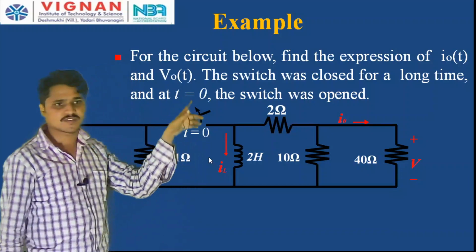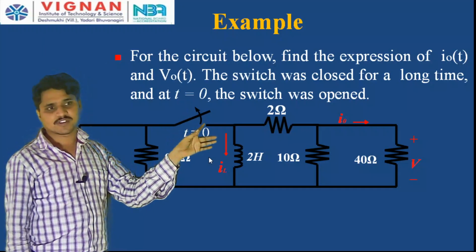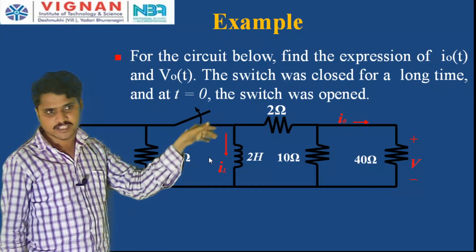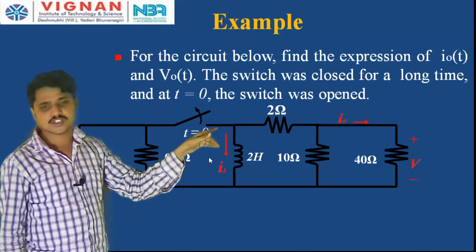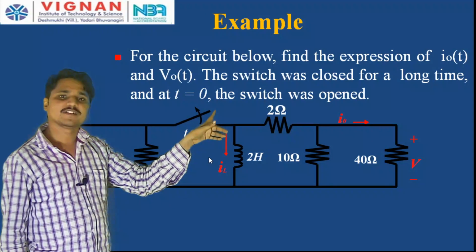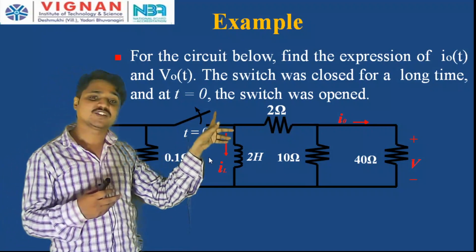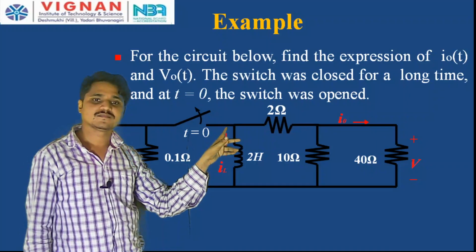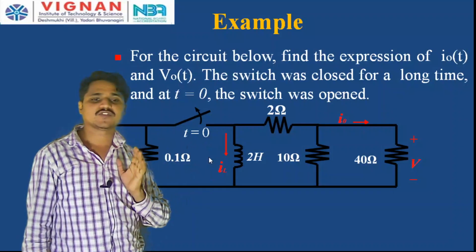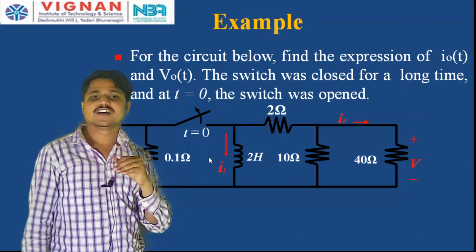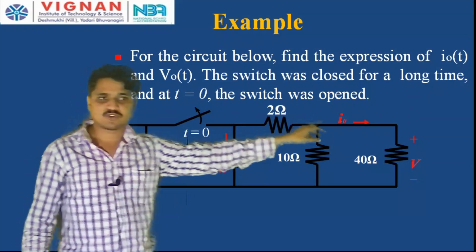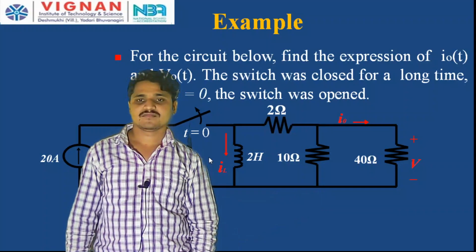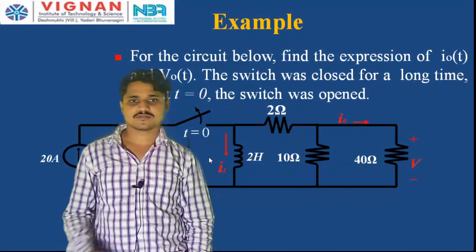Now, see the switch condition. At t equal to 0, is the switch opening or closing? It is opening. So, at t equal to 0, the switch is open. That means, for t less than 0, the switch was closed for a long time. So, this is the problem. We have to find i naught, the current flowing through the resistor, and v naught, the voltage across the resistor, the load.